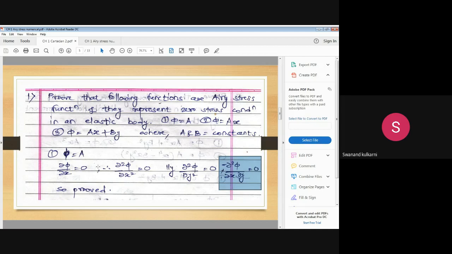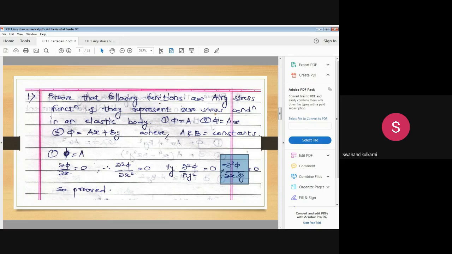What does this represent? This particular equation is nothing but the stress along the y-axis. This equation is nothing but the stress along the x-axis, and this equation is nothing but the shear stress σxy. Is it okay? So this is σyy, this is σxx, and this is σxy. That represents that the stress along the y-axis is 0, the stress along the x-axis is 0, and the shear stress is also equal to 0.